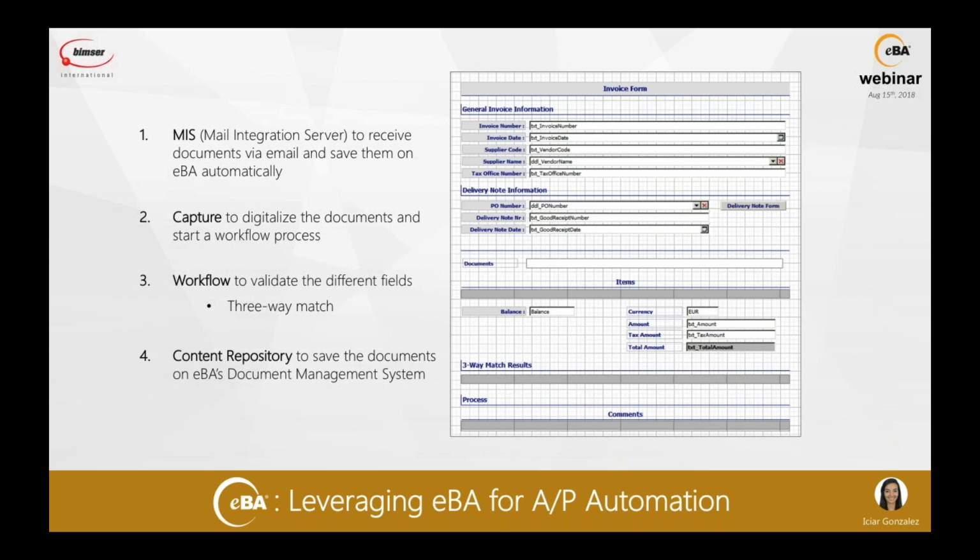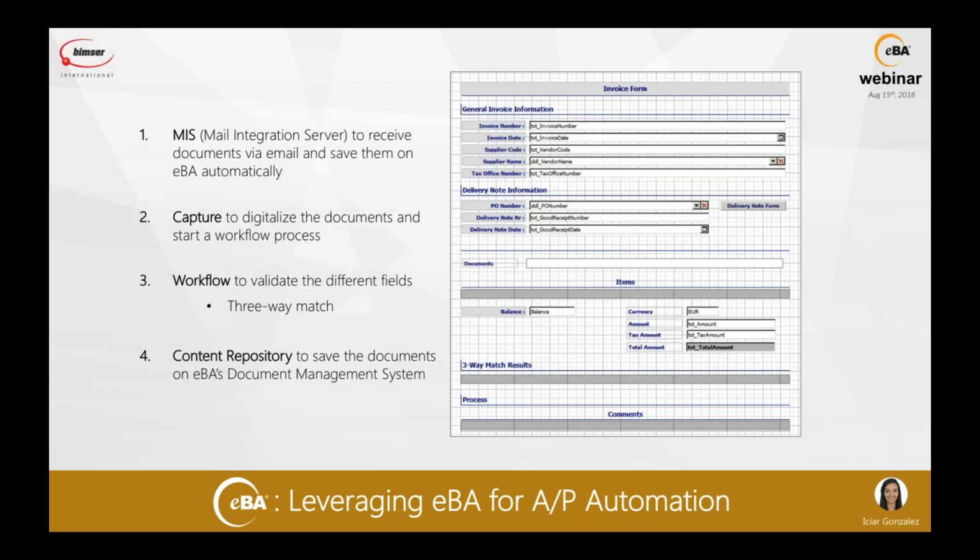So then the third module we need is the workflow to validate those different fields that we're going to be capturing. For example, for AP automation, we're going to be doing some kind of three-way match, so that we can match our purchase order with our invoice and then with our delivery note, to make sure that what we order is what we get and it's what we are invoiced for. Those are some of the validations that we'll need to do. And then finally, we need the content repository to save all of those documents on eBA's document management system.